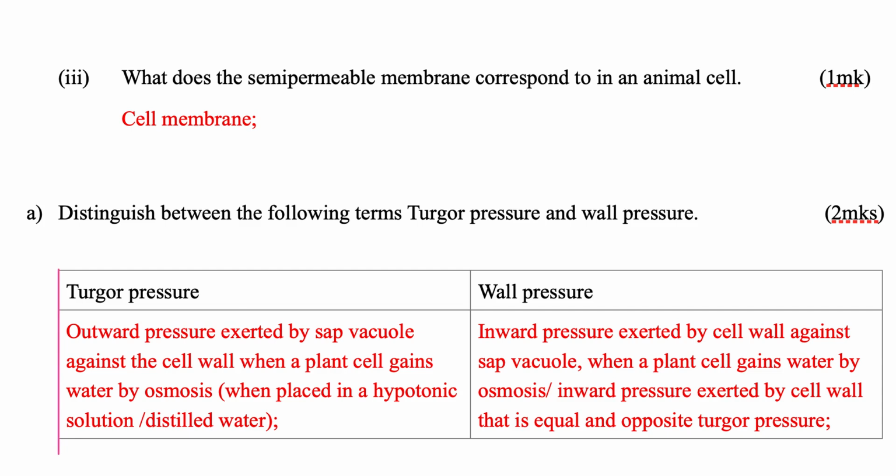Distinguish between the following terms: turgor pressure and wall pressure. Turgor pressure is an outward pressure exerted by the sap vacuole against the cell wall when a plant cell gains water by osmosis, that is, when it is placed in a hypotonic solution, basically distilled water. And wall pressure is the inward pressure exerted by the cell wall against the sap vacuole when a plant cell gains water by osmosis. That is inward pressure exerted by the cell wall that is equal and opposite to turgor pressure.